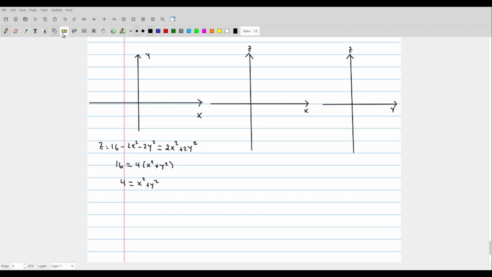And I'll just use the circle tool here to get a nice circle around the origin. So these two paraboloids intersect on this circle of radius 2. And this is going to be a very important region for us. I'll call this the domain D, and we'll call the circle as a radius of 2 here.